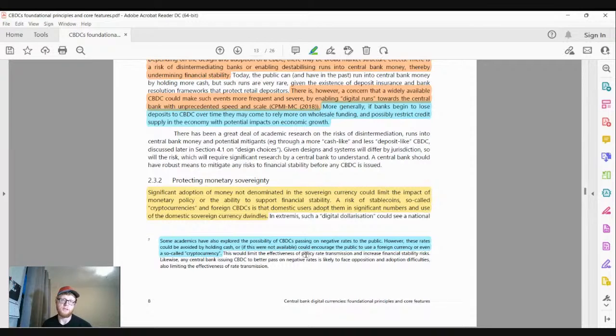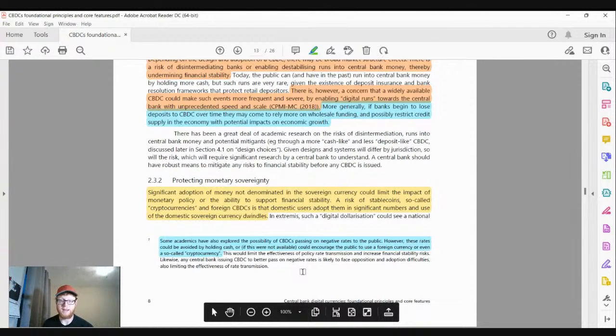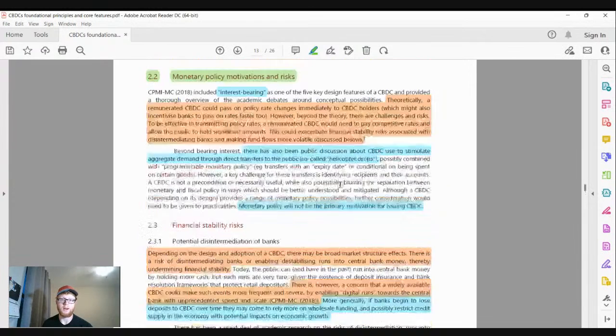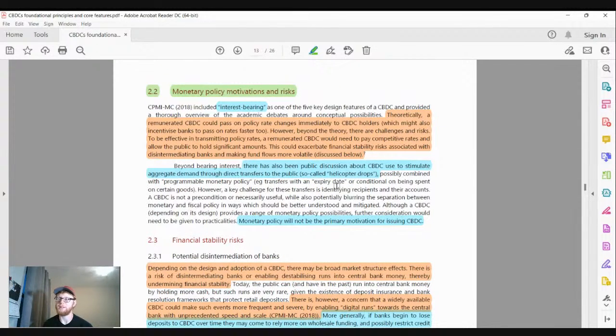This is where negative interest rates come into play. Some academics have explored the possibility of CBDCs passing on negative interest rates to the public. However, these rates could be avoided by holding cash, and if cash were not available, so kind of alluding to banning cash, it could encourage the public to use foreign currencies or even so-called cryptocurrency, trying to store their value somewhere else where it isn't essentially being taken from your bank account. Much like positive interest rates add money to your bank account, negative interest rates decrease it.